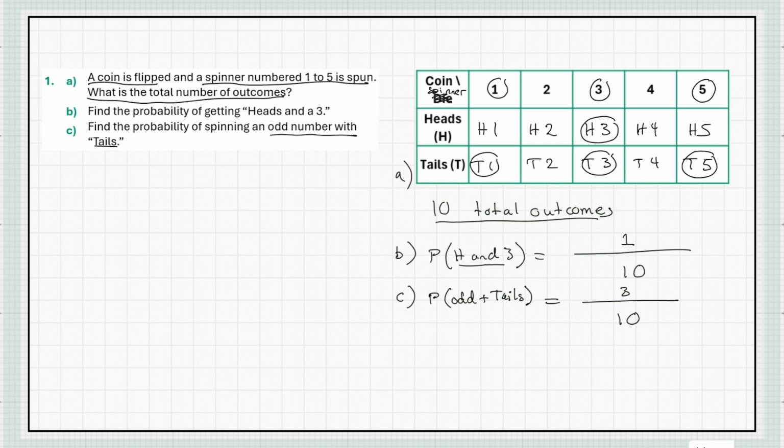Everything else does not mix, does not actually work out. So a tails and a 4 doesn't, a tails and a 2 doesn't, and everything here doesn't involve a tails at all. So there's only those 3 outcomes, and these are both our probabilities. So you can see why it's very helpful to create this table of the sample space. Alright, let's have a quick look at another one.